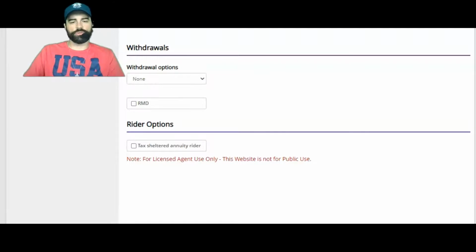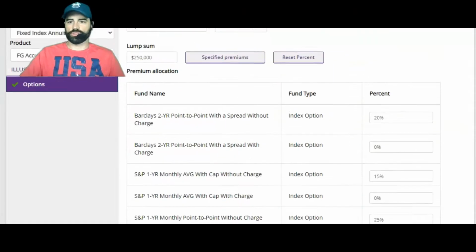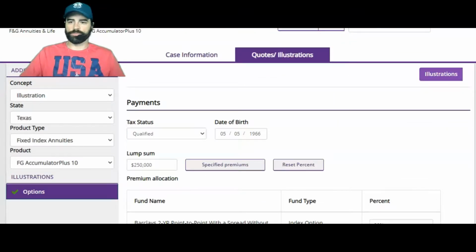RMD, if they're of that age, this client's not, so I'm not going to worry about it. And then tax sheltered annuity rider, I'm not going to worry about it. I'm just going to go, like I said, very simple, very straightforward. Here's the money. Here's the strategies. What does it look like? Okay, so then we're just going to go right here to illustrations and let that illustration pop up.